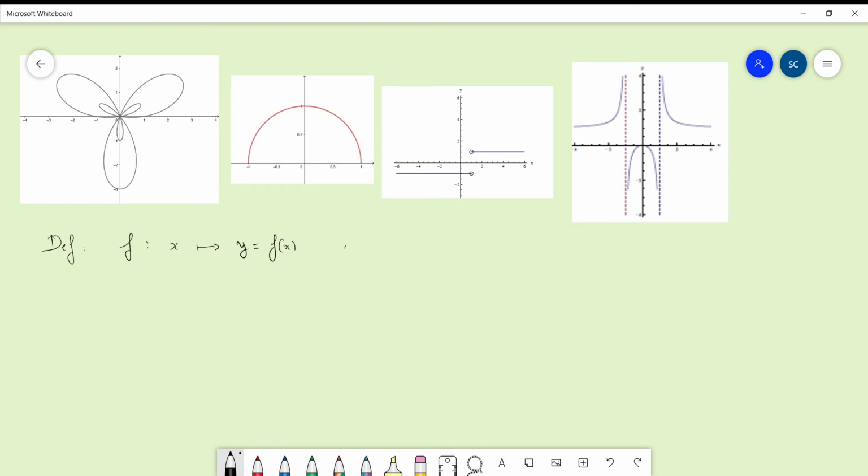So it's an assignment of one value, one unique value y to each x from the domain of the function. So if you look at this definition, try to apply it and check if it is satisfied for each of those figures.